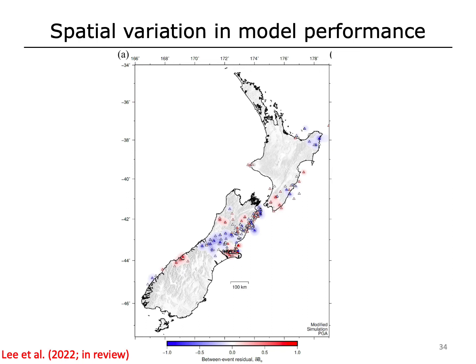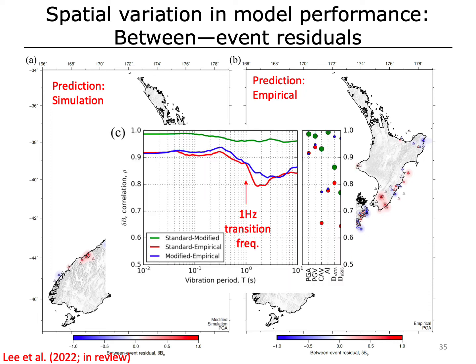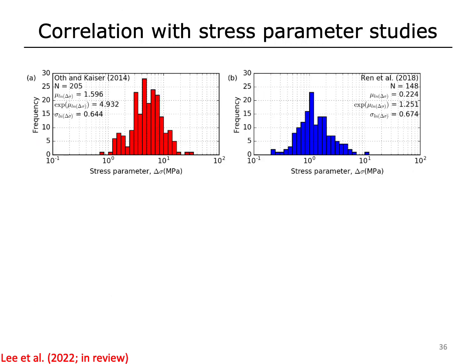So here's the average residual per event, or the so-called between event residual, plotted spatially. And you can see that there is geographic clustering of the positive values in red or the negative values in blue, which indicates some spatial variation in the earthquake source that we're not currently capturing. And we can do this comparison whether we use simulation methods shown on the left-hand side or whether we perform our prediction using empirical methods, and try and understand the correlation between those two to see what are the systematic things that both of these prediction methods are missing.